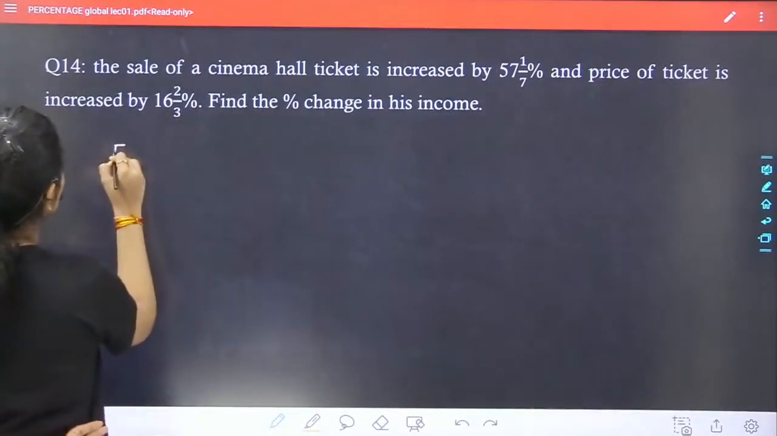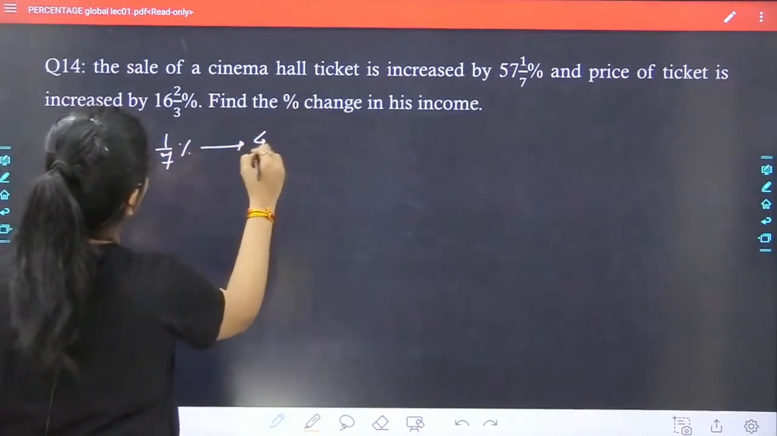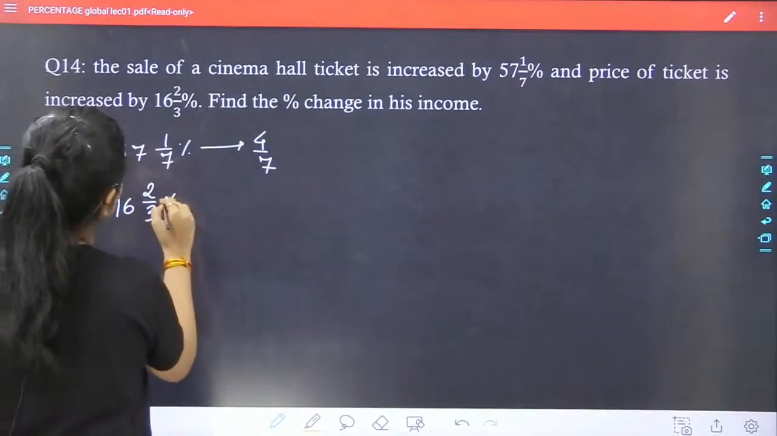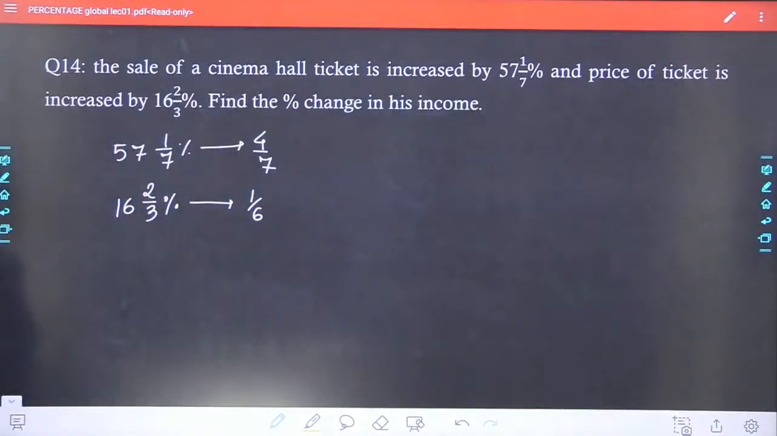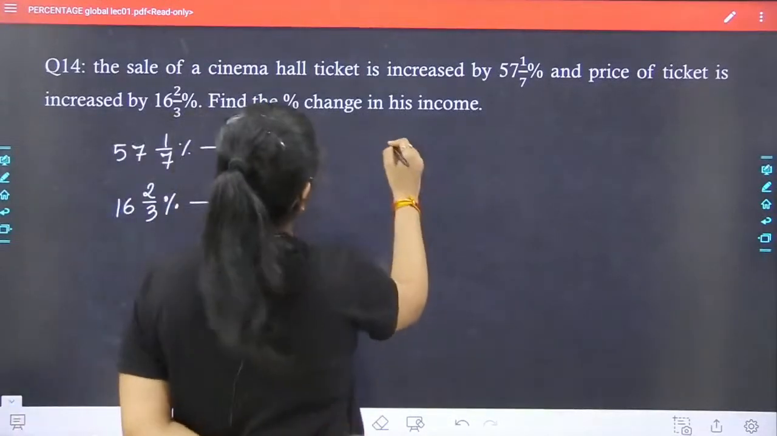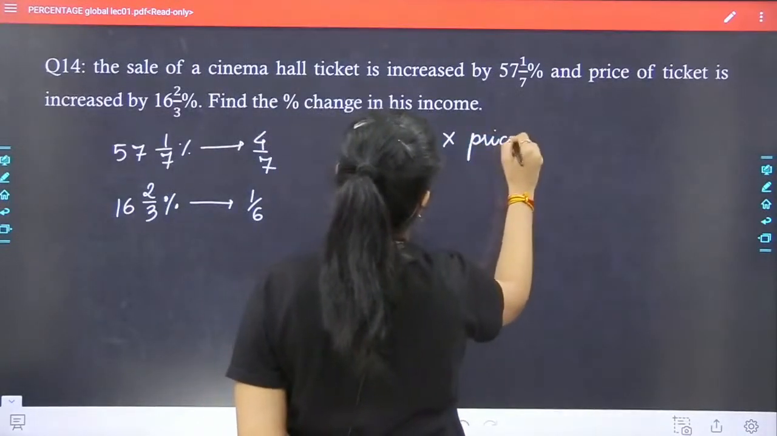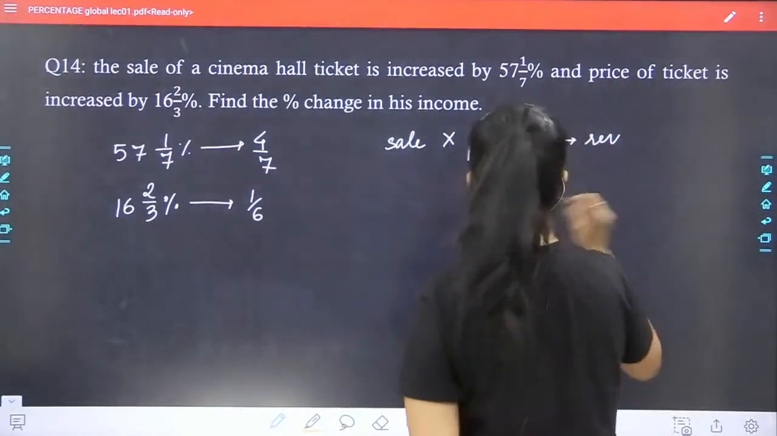We can write 57 1 by 7% as 4 by 7 and we can write 16 2 by 3% as 1 by 6. Sale into price will give me revenue, or I can say the income.